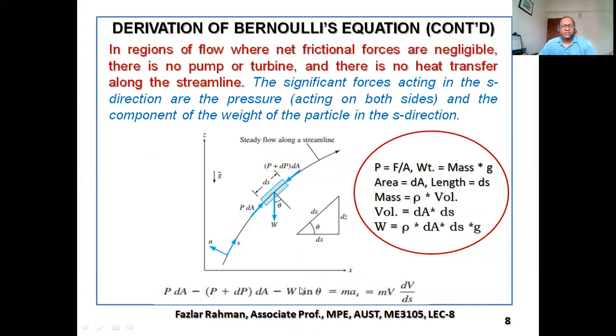Now this equation will simplify. dv by ds, you see sine theta, this sine theta we will take out. If you apply right over here, sine theta will be how much? Perpendicular divided by hypotenuse, that is dz by ds. And this W equals volume into rho into g. So what is the volume? Area into length. That means this is the volume. Multiply by g, multiply by rho.